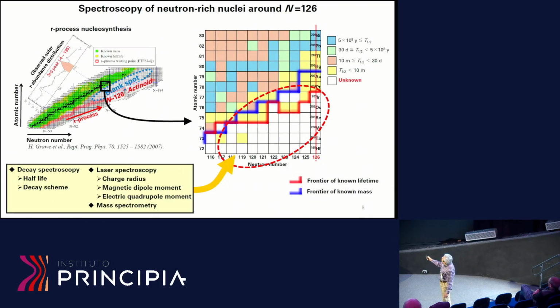So we perform such nuclear spectroscopy in these regions. However, it is a blank spot. It is difficult to produce. So the issue is how to produce those nuclei.